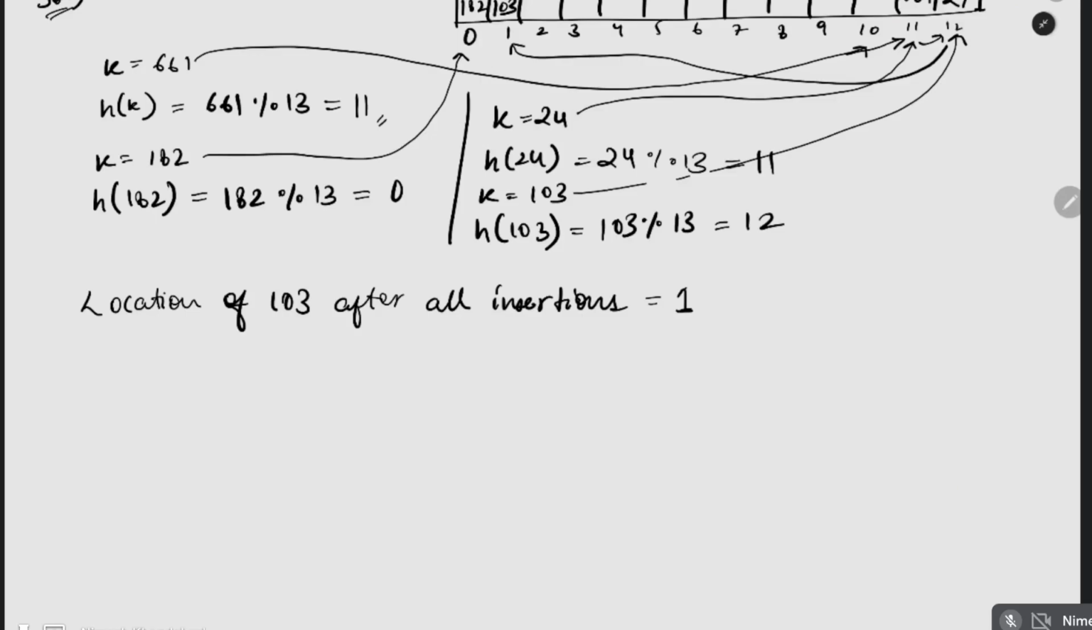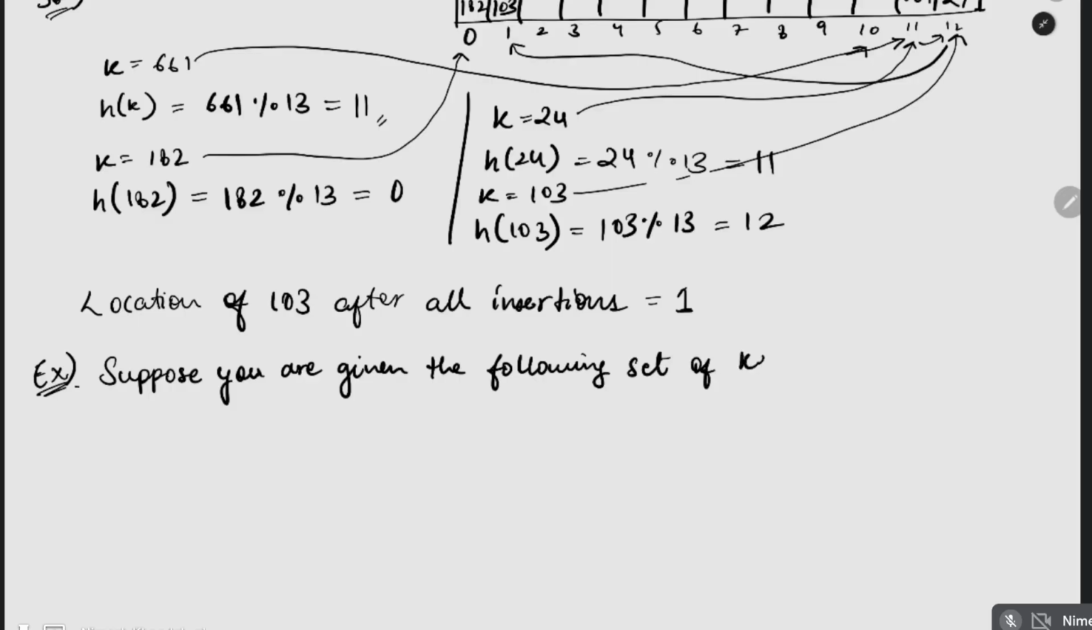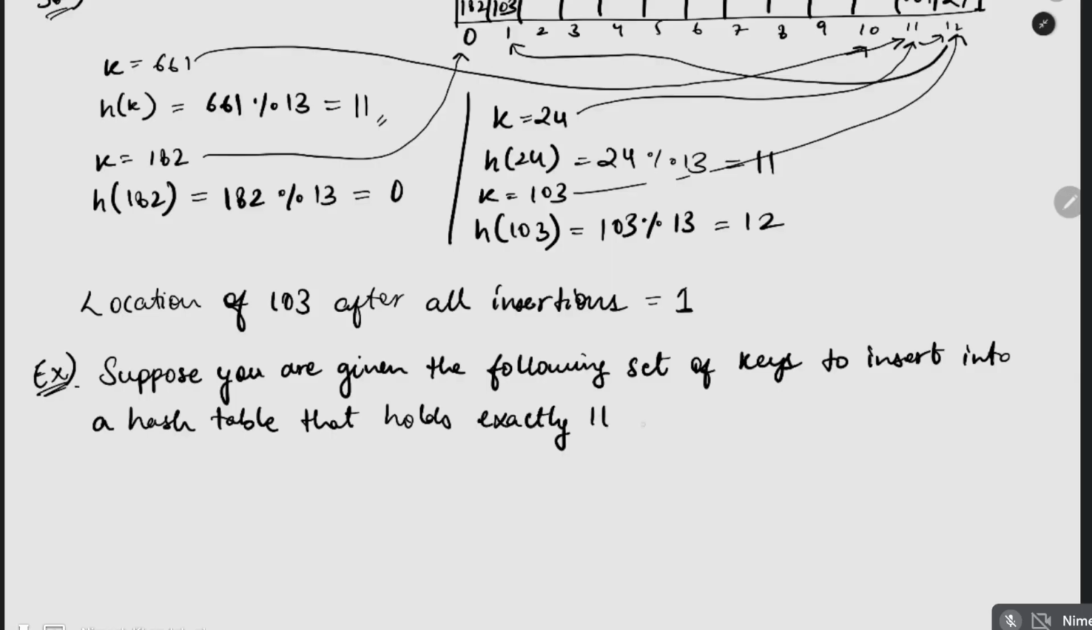Okay, let's take another example. Suppose you are given the following set of keys to insert into a hash table that holds exactly 11 values. So basically, m is equal to 11 here, right?